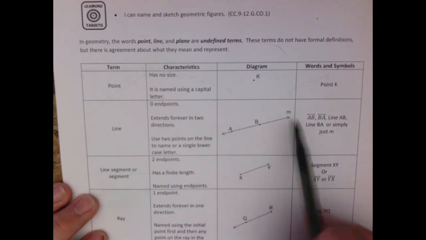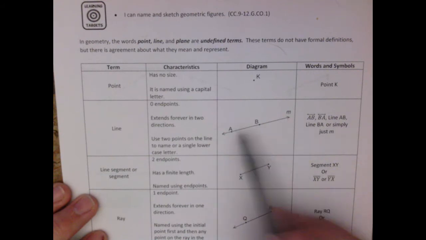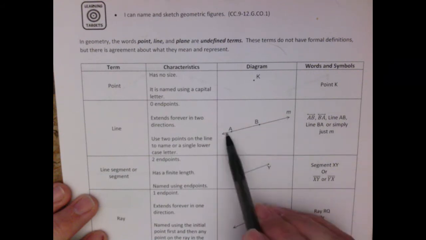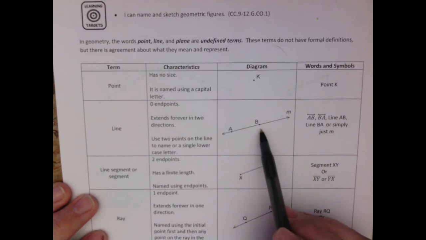And then in this case, you actually can use a lowercase letter to name the line, but notice there's no dot next to it. That's because this is not a point. So this is line AB, line BA, or line m. And those are different ways you can name the line. It's the same line, it's just named different ways.